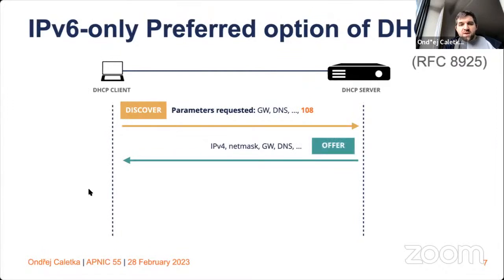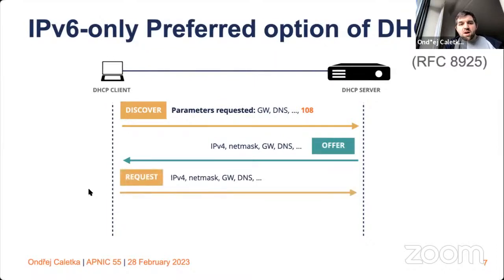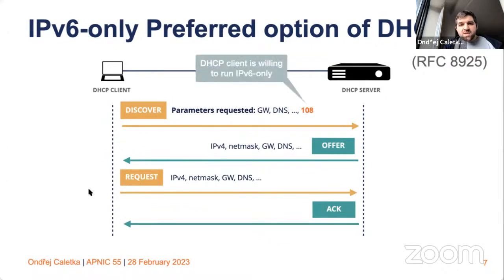In this case, the server doesn't know anything about option 108, so it doesn't offer such an option to the client, and the transaction continues normally. The client will request the parameters, and the server will allocate the request and acknowledge it. So in this case, the client asked for running IPv6-only, but the server ignored it. The client got assigned an IPv4 address like normal, and everything works like normal on dual stack or even IPv4-only.